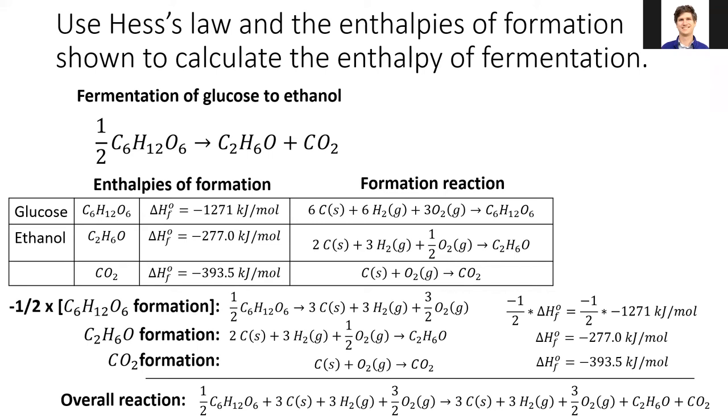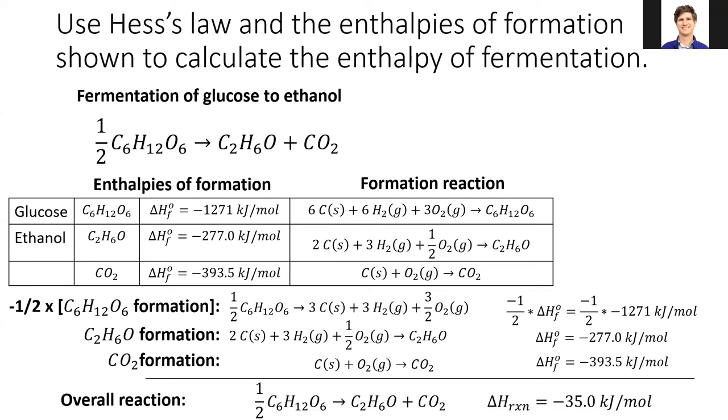But don't panic. You might notice that 3 carbons, 3 hydrogens, and 1.5 oxygens cancel out from both sides of this equation. Check it out. If we remove the species I just canceled, I get the reaction for the fermentation of glucose. And the overall reaction enthalpy is exothermic, just as I predicted. This process is very useful because we can determine the cost of any reaction without actually having to measure it in a calorimeter. On the next slide, I'll introduce an easier equation to simplify the application.